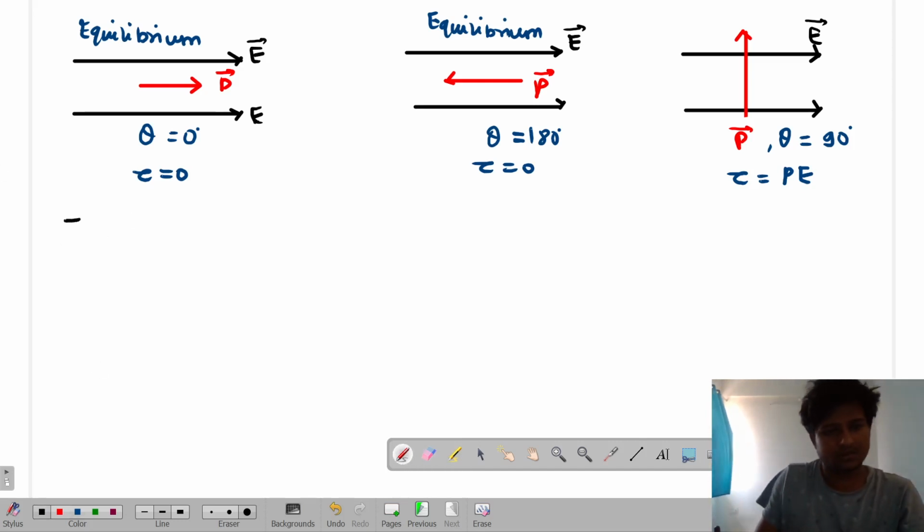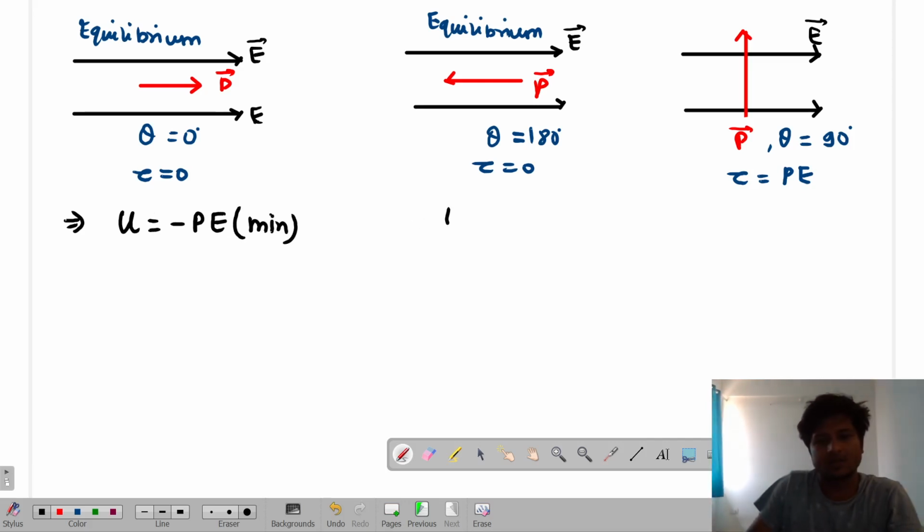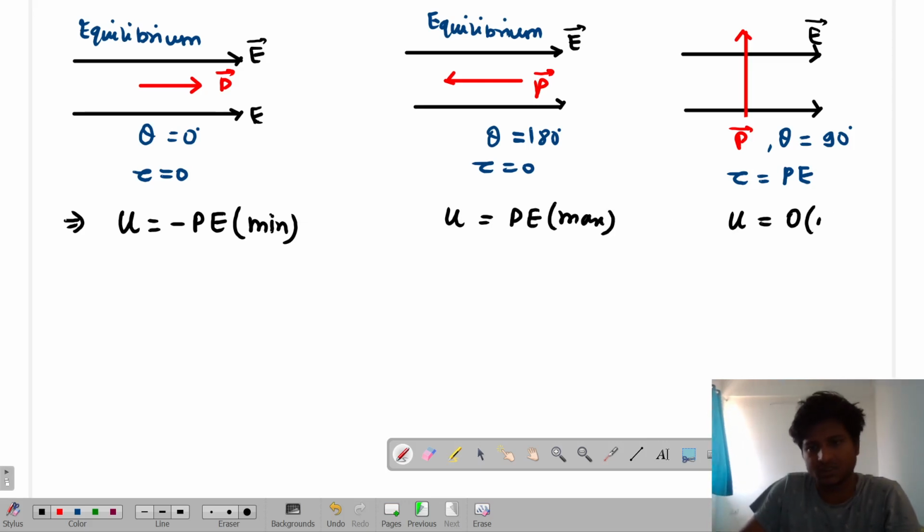So here, if I look into this, F net is 0. So that means there is an equilibrium. But potential energy is what? Minus P, which is minimum. Here potential energy is P, which is maximum, and here potential energy is 0, which is neutral. Are you able to get me?